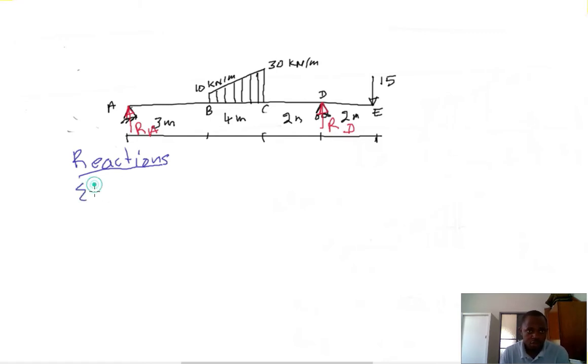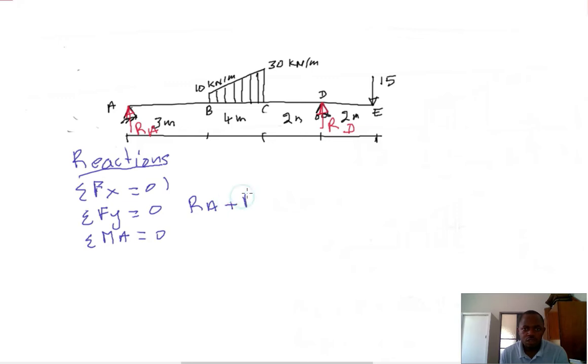We will start by, as we saw last time, because this is a pin, I just ignore that horizontal force at A. So we are not going to worry about it there. So now we proceed straight to the sum of the forces on the y axis. So in this case, we are going to have RA plus, sorry, plus RD.